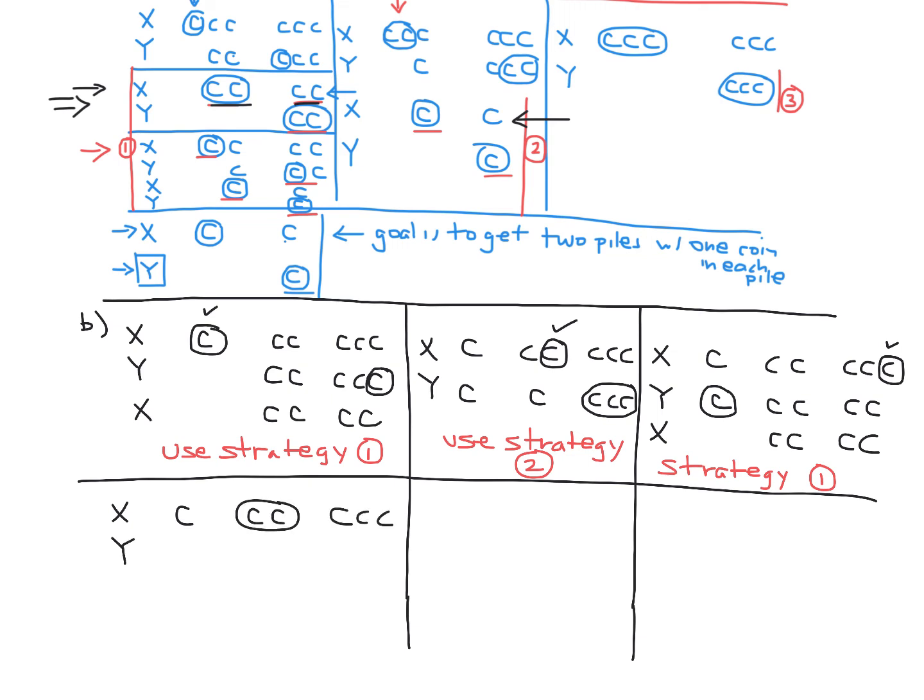So now Yolanda is faced with this scenario. And what she's going to do is she's going to pick those 2. And then Xavier is now faced with this. And at this point, you tell me which strategy. Strategy 1, strategy 2, or strategy 3? Well, it's strategy... You have 1 C, right? So strategy 2. There you go.